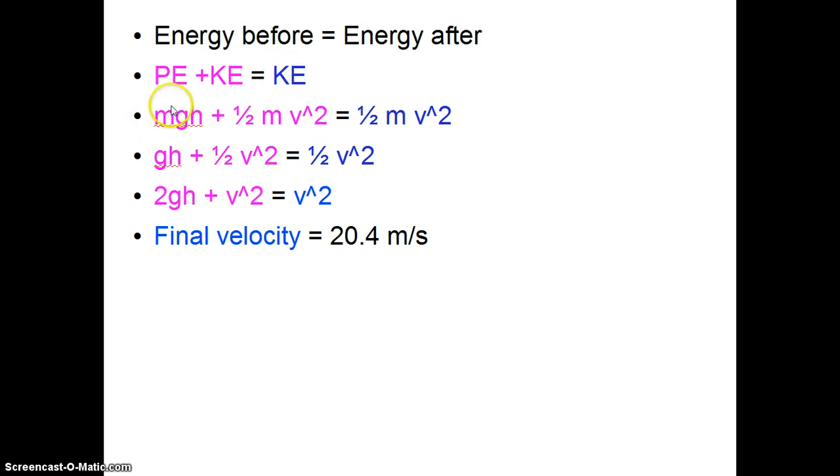So we expand this out. mgh plus 1/2 m v initial squared is equal to 1/2 m v final squared. And yes, the colors do matter here. Then there's a like term of mass in each of these. All of these masses will have to be the same, so we can cancel those out. And with that, if we multiply both sides by 2 to get rid of the 1/2 on the after side, we end up with 2gh plus the initial velocity squared is equal to the final velocity squared.